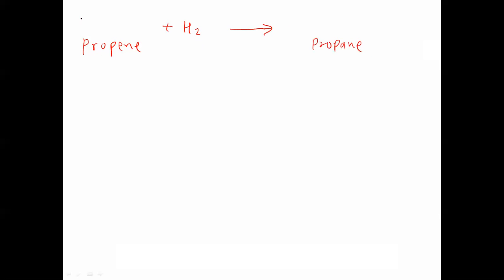Okay. So starting compound is propene. So prop means 3 carbon. 1, 2, 3. Okay. Ene means what? Alkene means 1 double bond. So these two positions are equivalent. So you can write the double bond over here or at this position, no issue. Okay. So this is the backbone or skeleton of propene.